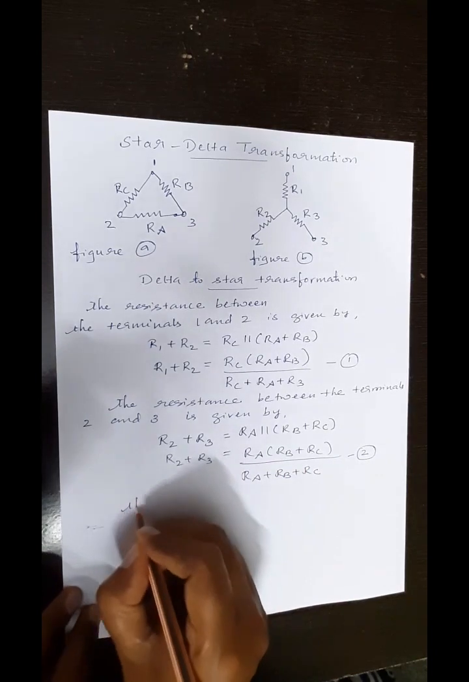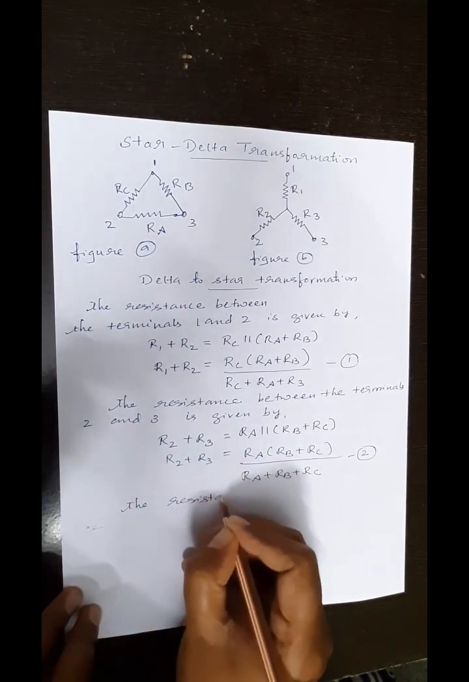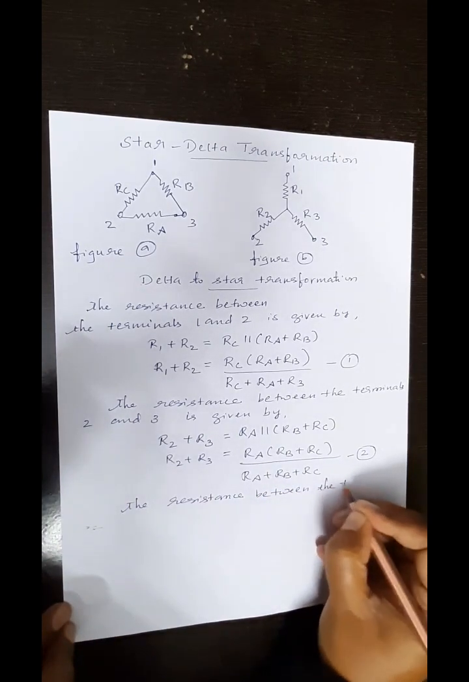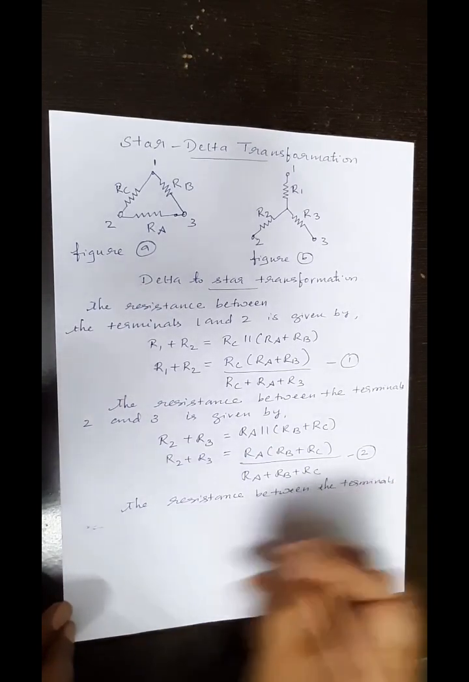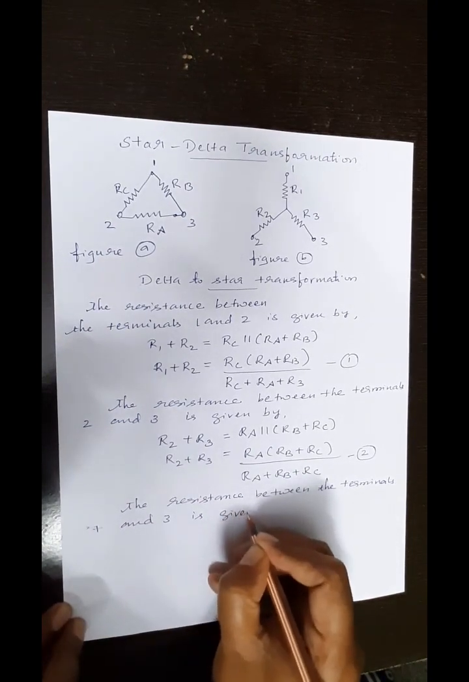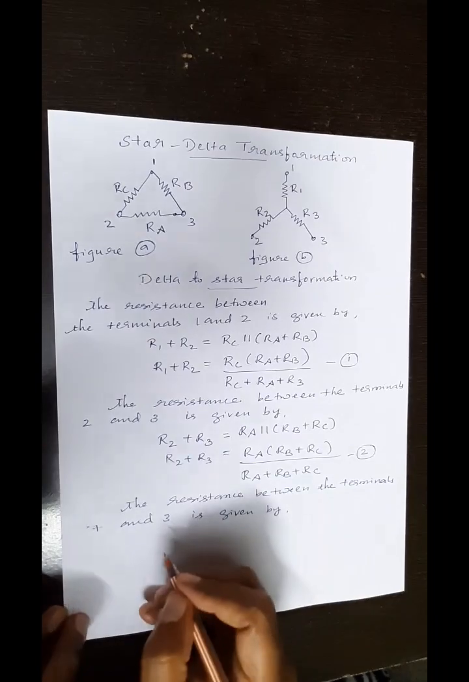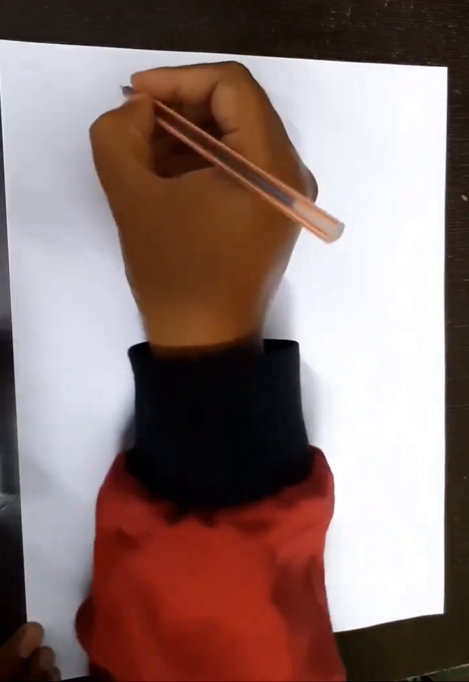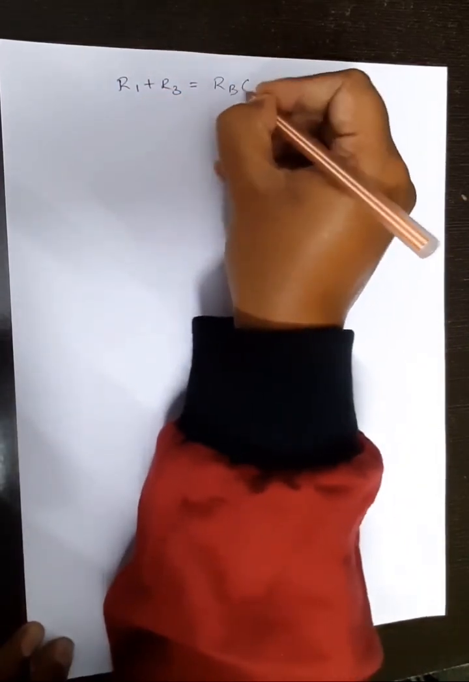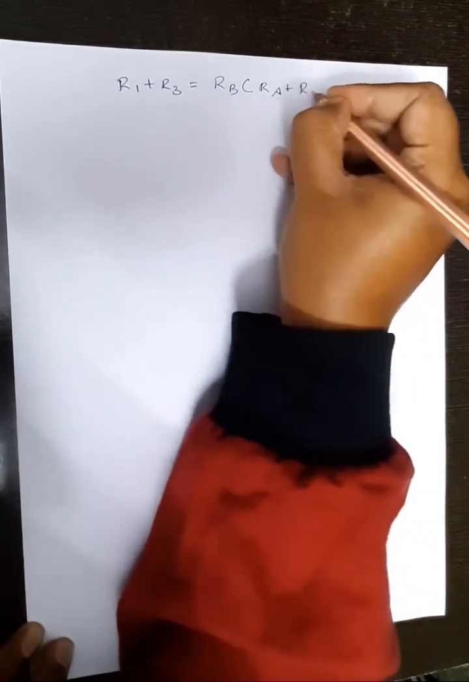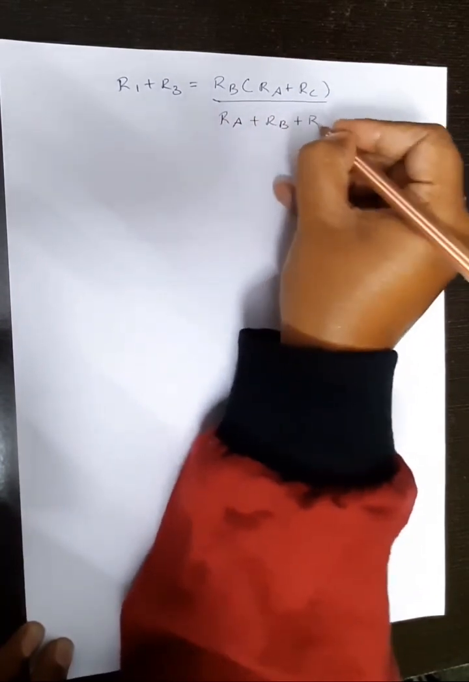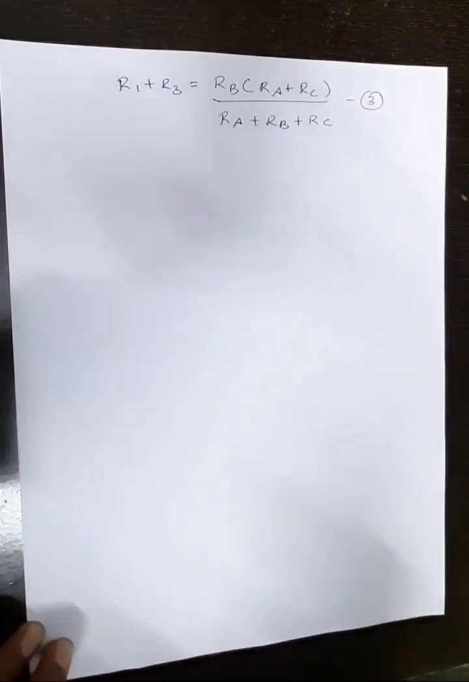Next, the resistance between the terminals 1 and 3 is given by R1 plus R3 which is equal to RB into RA plus RC whole divided by RA plus RB plus RC. Let us name this as equation number 3.